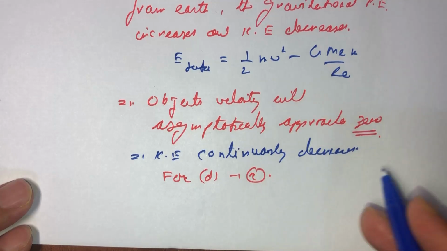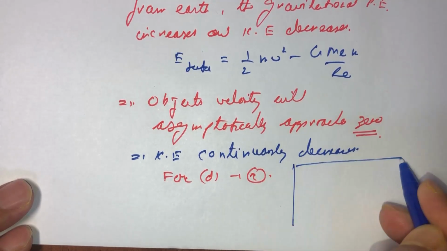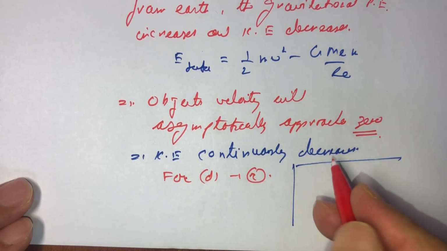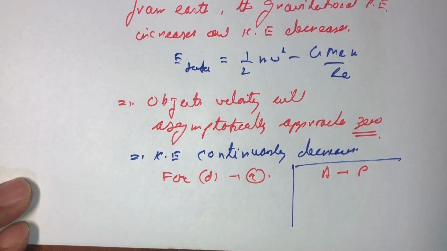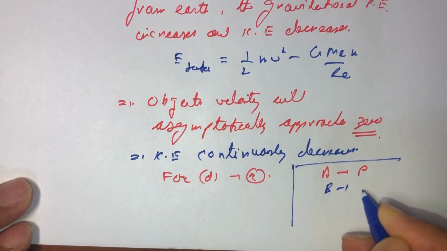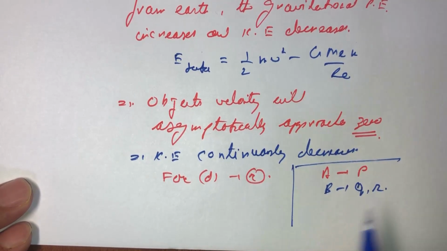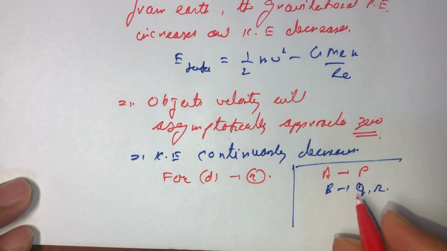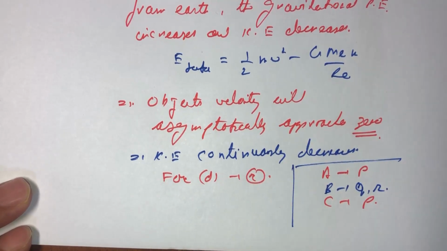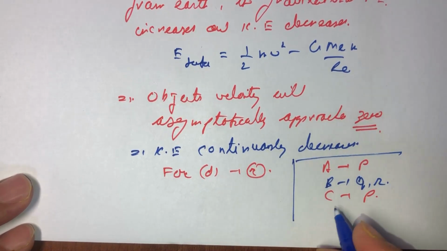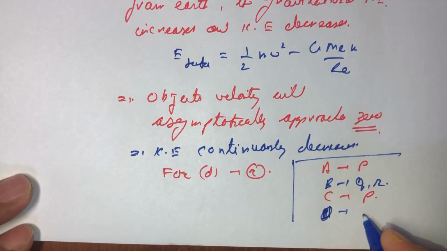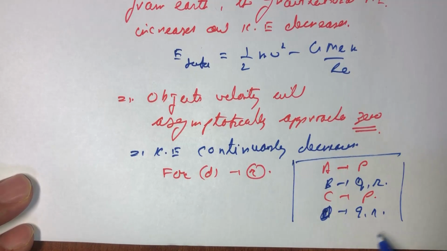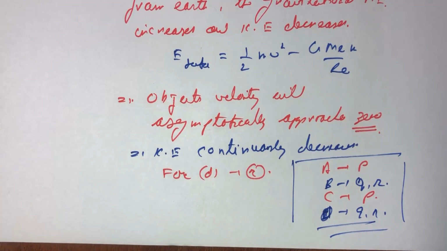So therefore we can write that finally A is matched with P, B is matched with Q and R, C is matched with P, and D is matched with Q and R. So this completes the question. Thank you.